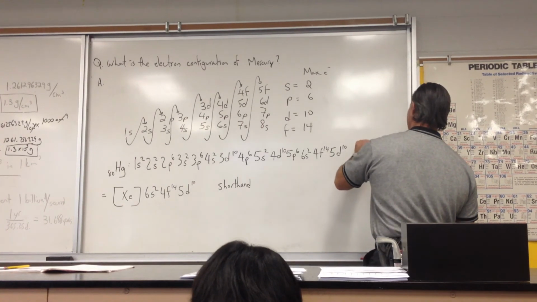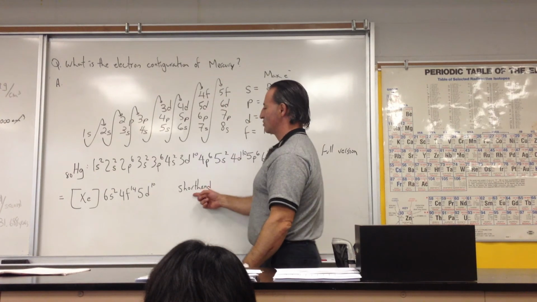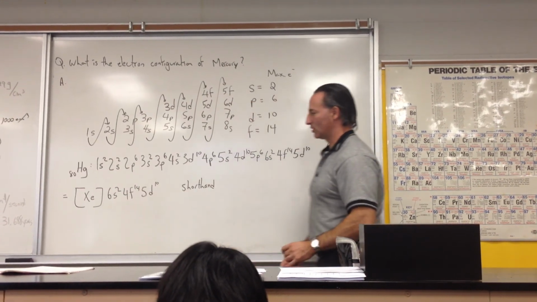Okay, this is the full version, accounting for every single electron. This is a shorthand version where you just use the bracketed closest noble gas.